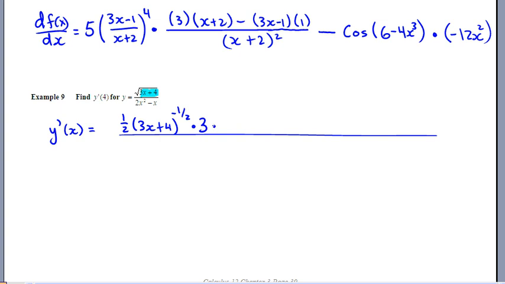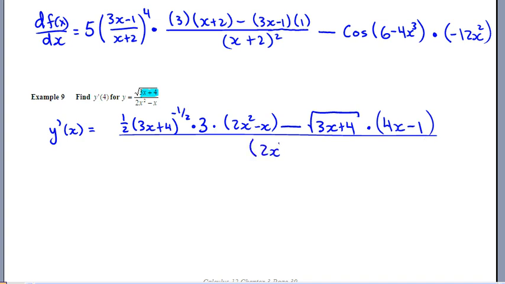Times the bottom, left alone. 2x squared minus x. Subtract, because you're doing a quotient rule, leave the top, just don't touch it, and then the derivative of the bottom. Well, that would be a 4x minus 1. And if I just leave it like that, it's not quite correct because this root needs to hit all of that 4x plus 1. So I need to get my order of operations right. And then we're going to divide all of that by the bottom squared.